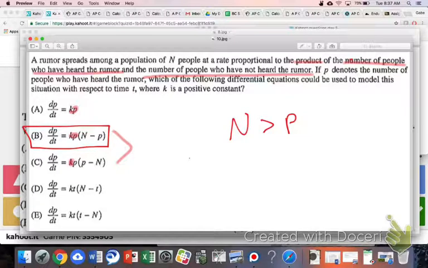And they told you that K had to be a positive constant. So since the rumor is spreading, the rate of this has to be positive. So it's got to be N minus P versus P minus N. If K could be negative, then P minus N would be realistic, right? But since K has to be positive, it's got to be N minus P. And like I mentioned, BC folks, this is logistic growth. It's a little different form than we're used to, but it's still logistic. Okay, questions? Follow-ups?